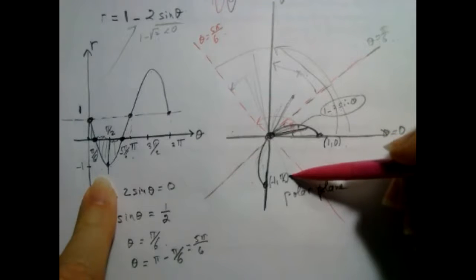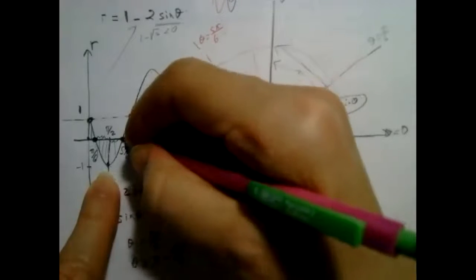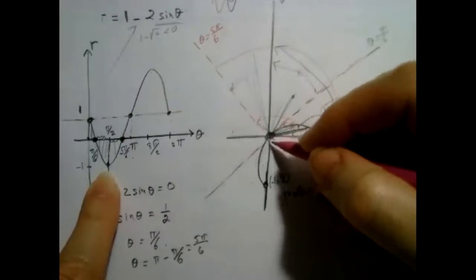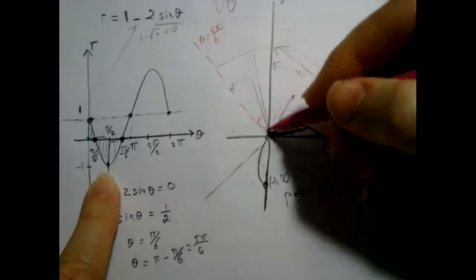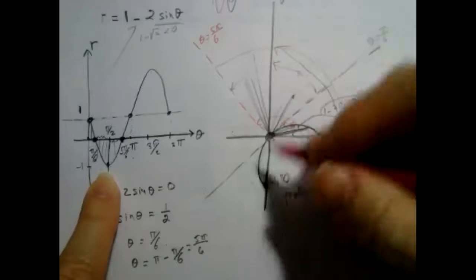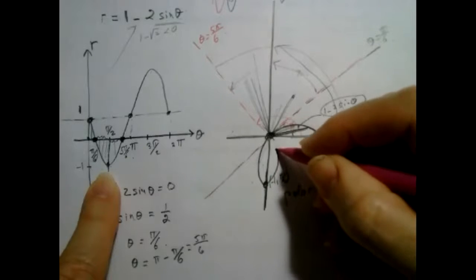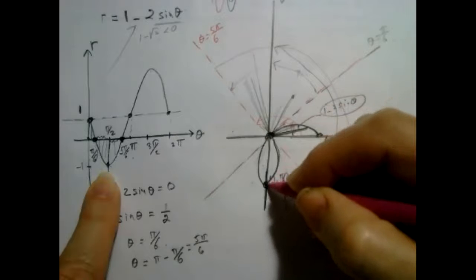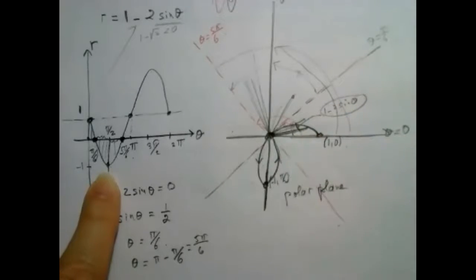And let us analyze it. At pi over 2, I am here. At 5 pi over 6, this is 5 pi over 6, I am at 0. If I take any theta in between, my R is going to be negative. So my graph is going to be down here. We're going to start this way, basically, if I want to put an arrow, and then I am right there.